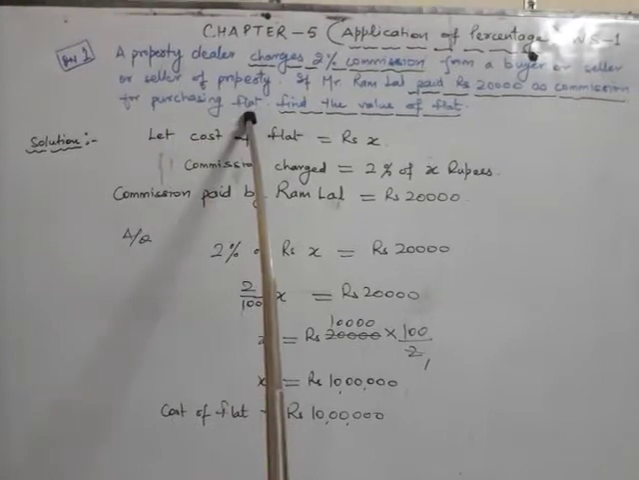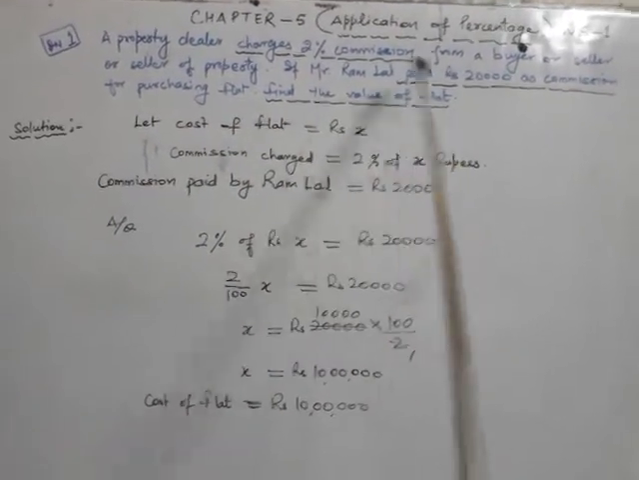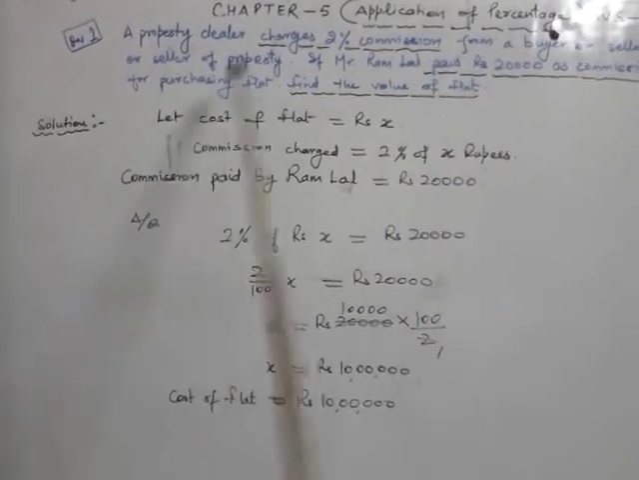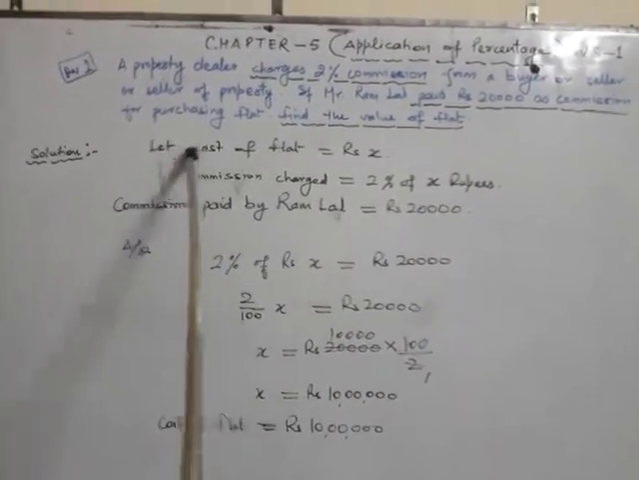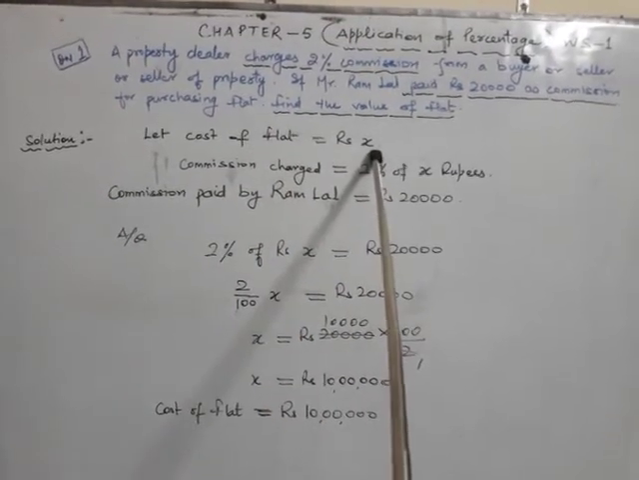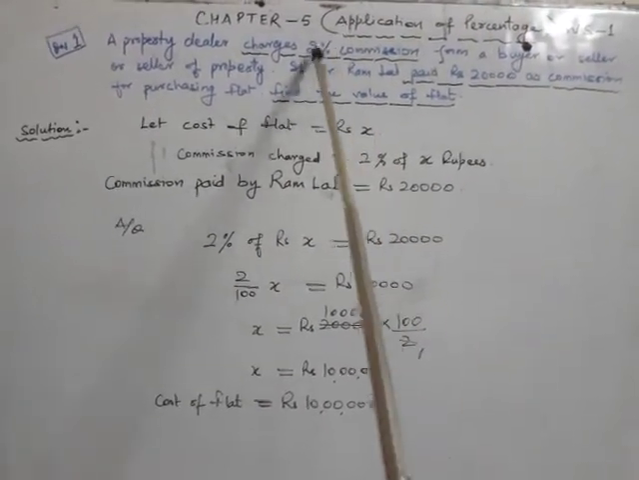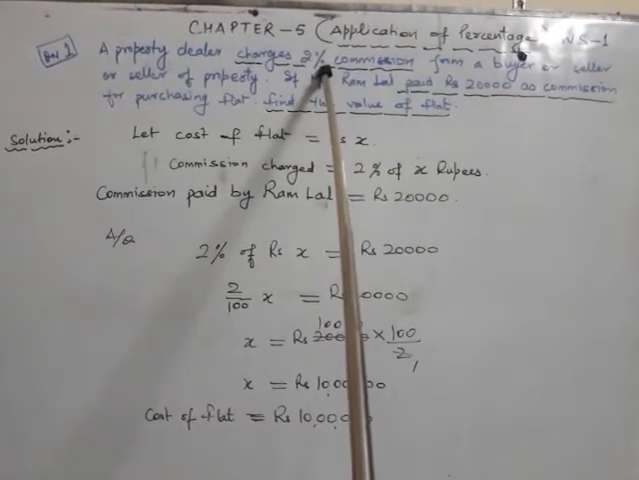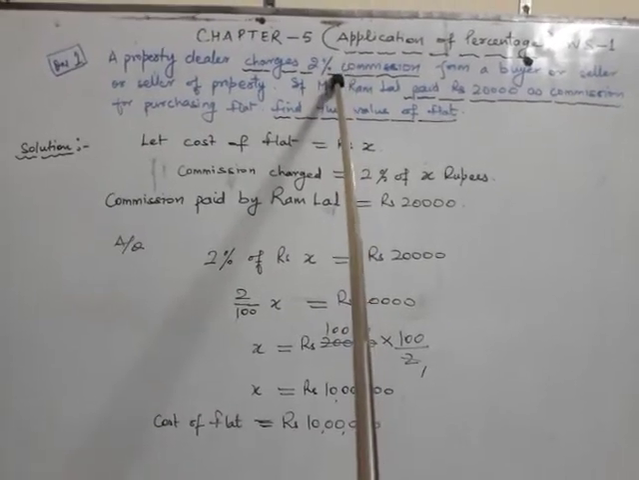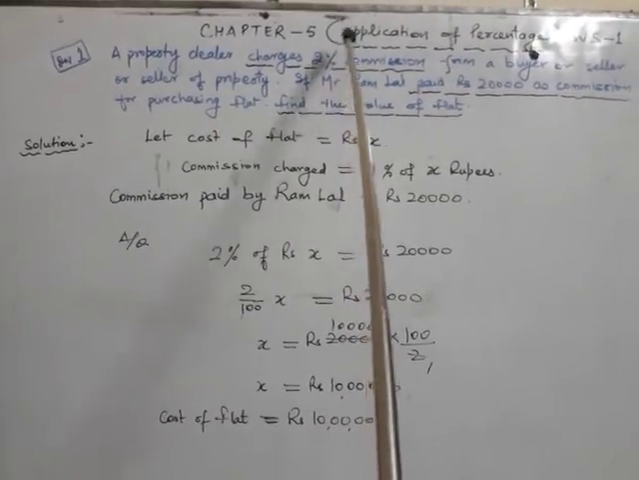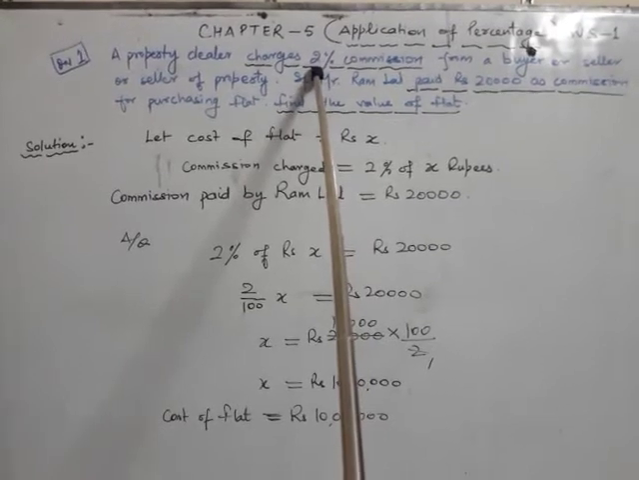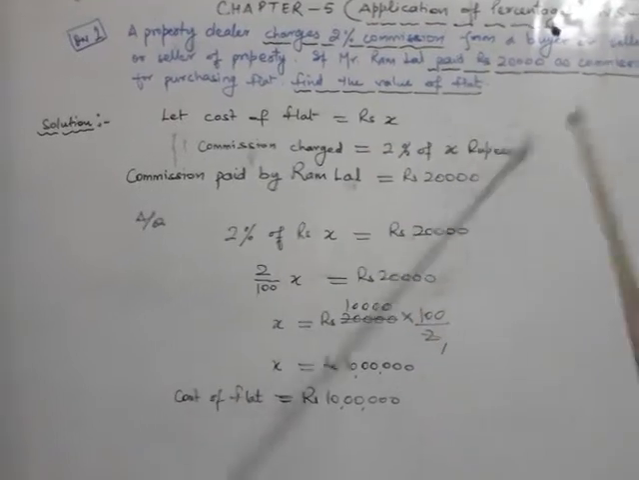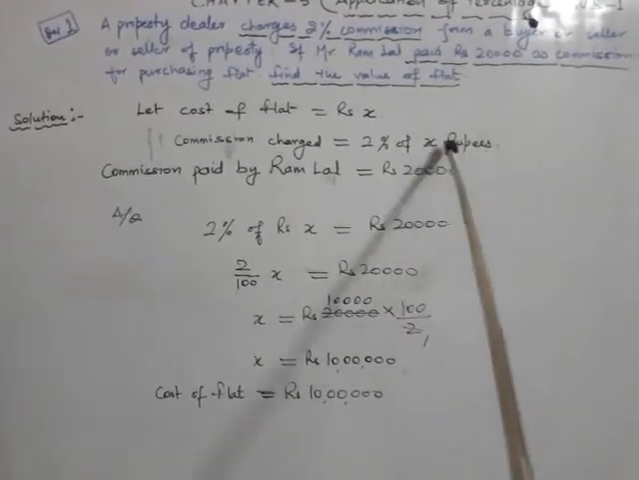For purchasing a flat, find the value of the flat. So what do you have to find out? You have to find out the cost of the flat. We'll start the question from here. Let the cost of the flat be rupees x. First, 2% means 2% commission, 2 rupees out of 100 rupees. If a flat costs 100 rupees, he will get 2 rupees as commission. But if the value of the flat is rupees x, then what will he get? He will get 2% of rupees x.